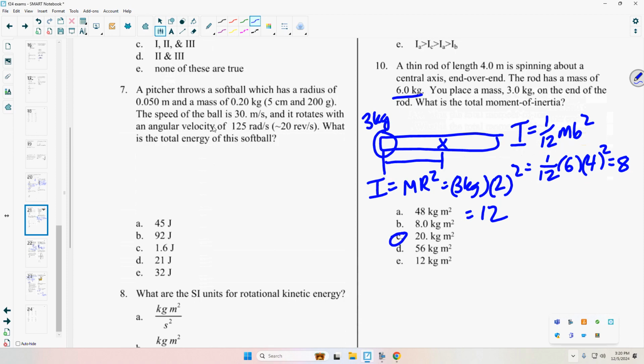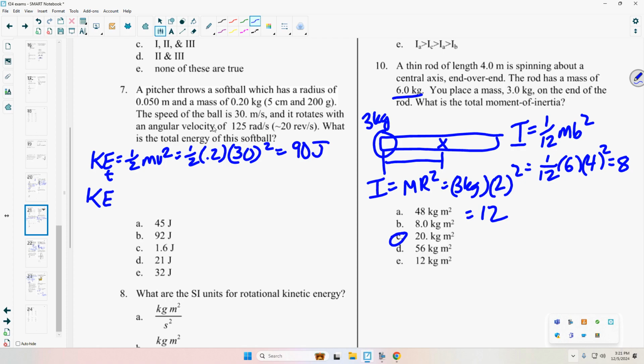Okay, total energy. There were 2 energies that you had to find. You had to find the translational kinetic energy. That kinetic energy is 1/2 mv squared. The mass of the ball is 0.2. The speed of the ball is 30. That's squared. It's 0.1 times 900. That's 90 joules. And then you also had to find, this is the translational.